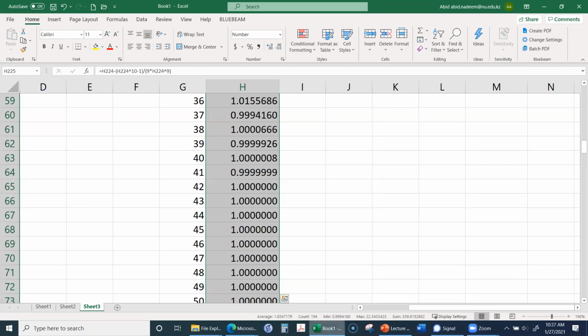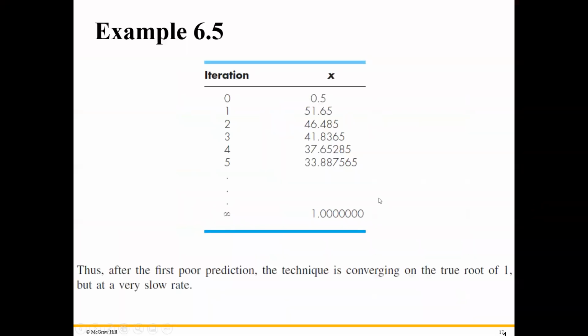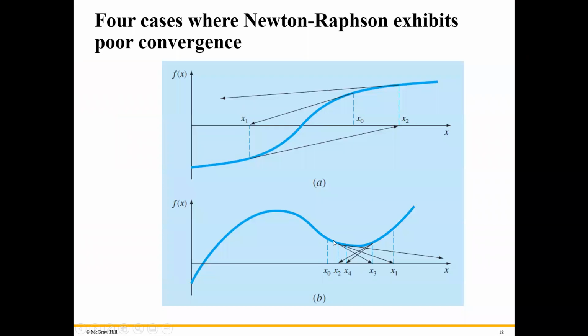It's not exact, but within the number of digits which we are choosing, the solution has converged. So the convergence is normally rapid in this method, but not for all cases. In this case, you can see that after the poor prediction, the technique is converging on the true value of x, but at a very slow rate. Okay. So let's see the cases where the Newton-Raphson method exhibits poor convergence.